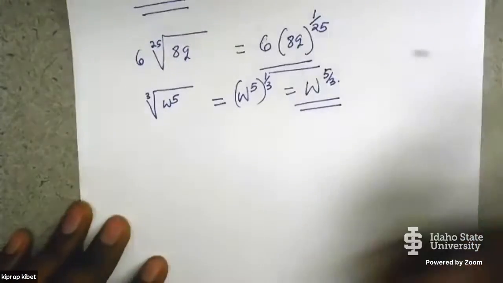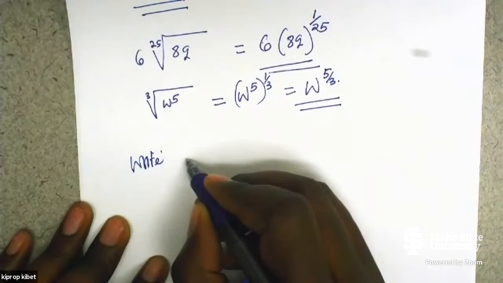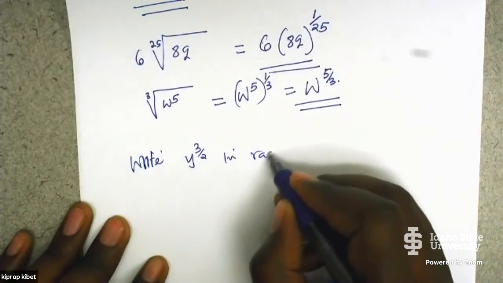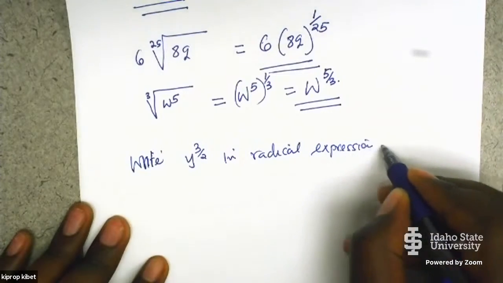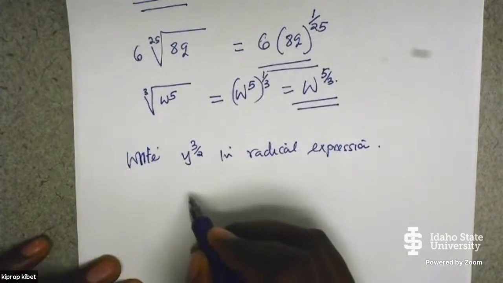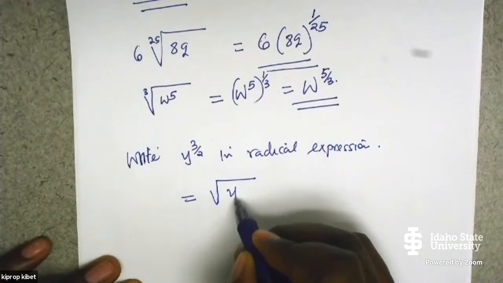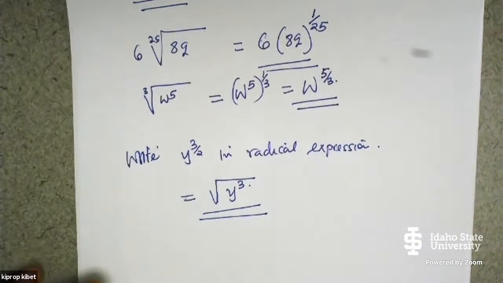Now, write y raised to 3/2 in radical expression. How will you write that in radical expression? This is similar to the square root of y raised to 3.